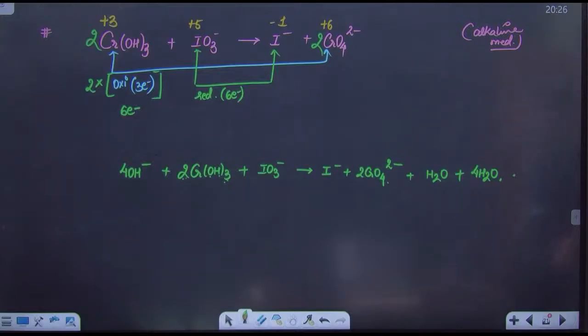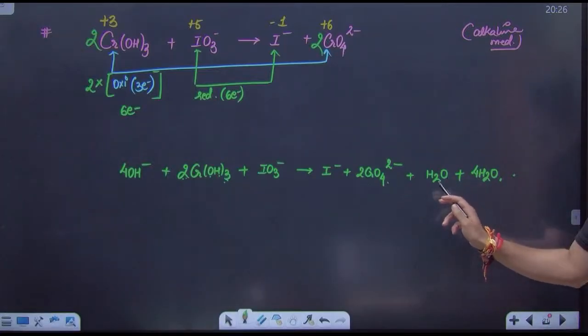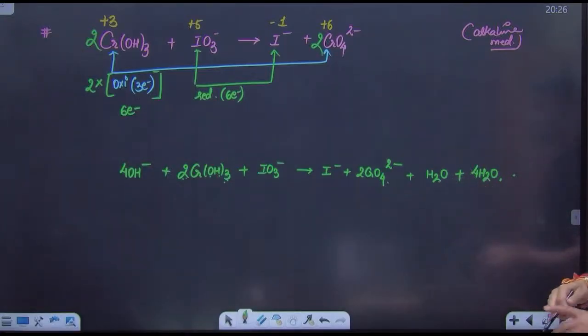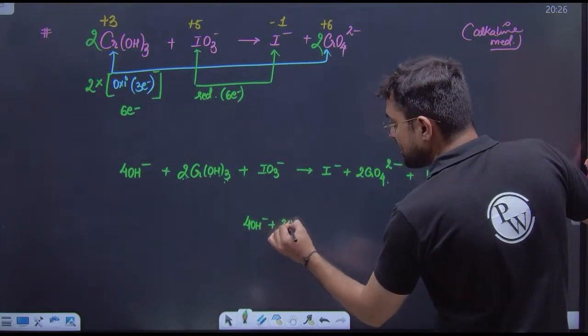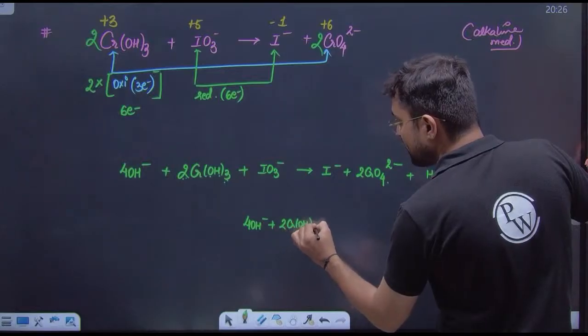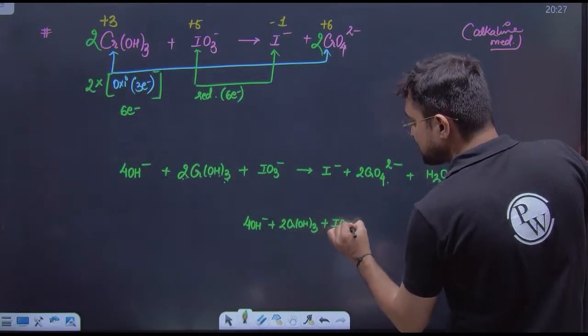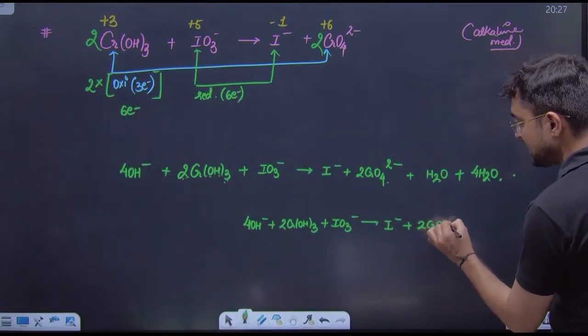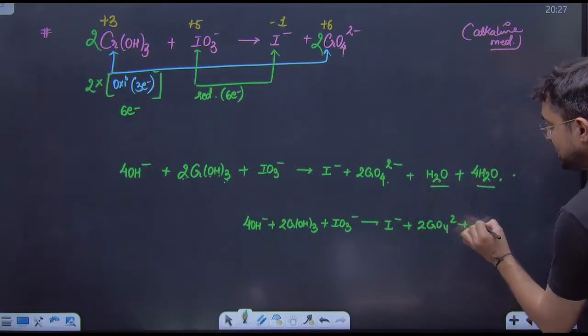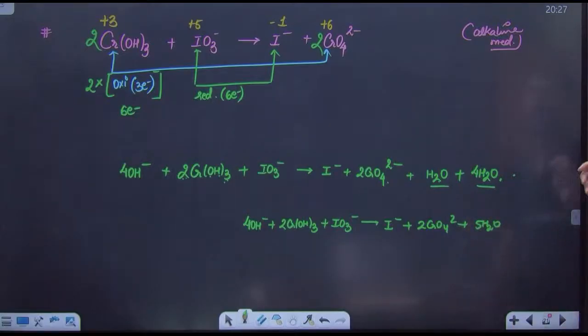Now what is quite annoying is that water molecules are written differently. So finally you can write it down like 4OH negative plus 2Cr(OH)3 plus IO3 negative gives I negative plus 2CrO4 2 negative plus 5 water molecules, and that's how we can balance a redox reaction.